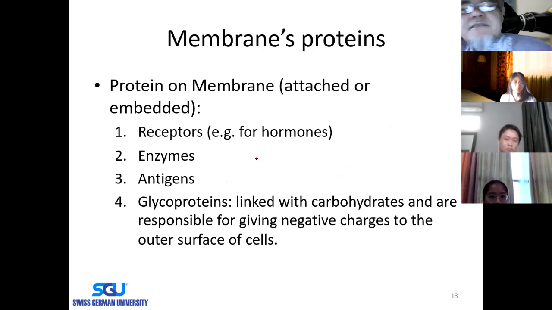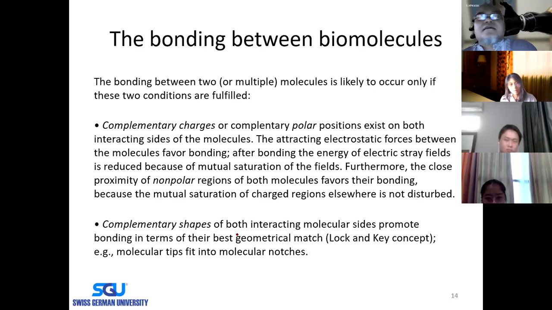So the membrane's proteins, as I have explained in the previous slide, many proteins attach on the membrane, inside the membrane itself, that there are receptors for hormones, also enzymes, antigens, which will react or combine with the corresponding antibody. Glycoprotein is protein that is linked with carbohydrates, and they are responsible for giving negative charges to the outer surface of the cell.